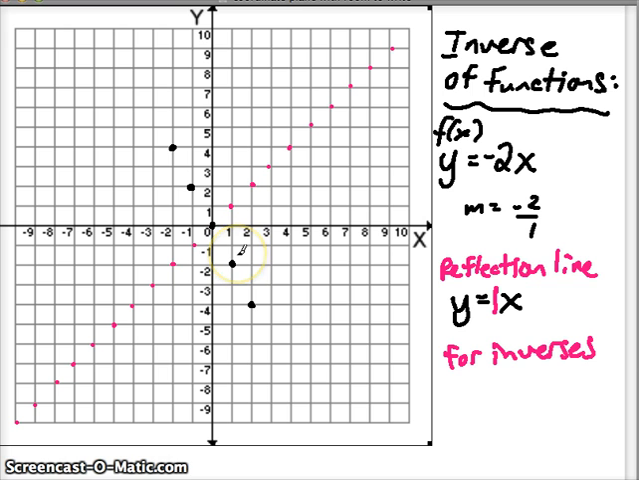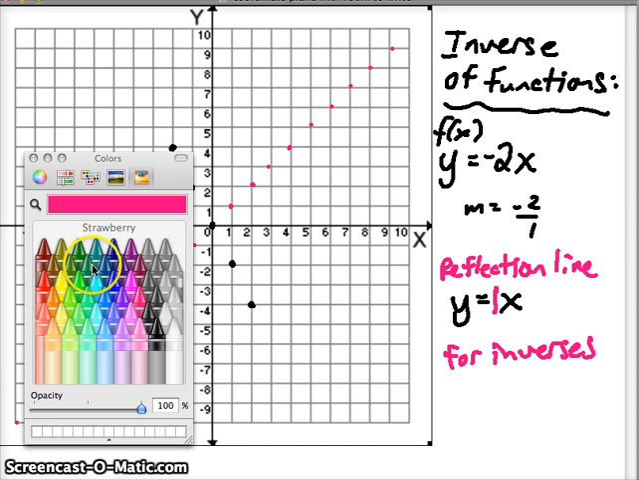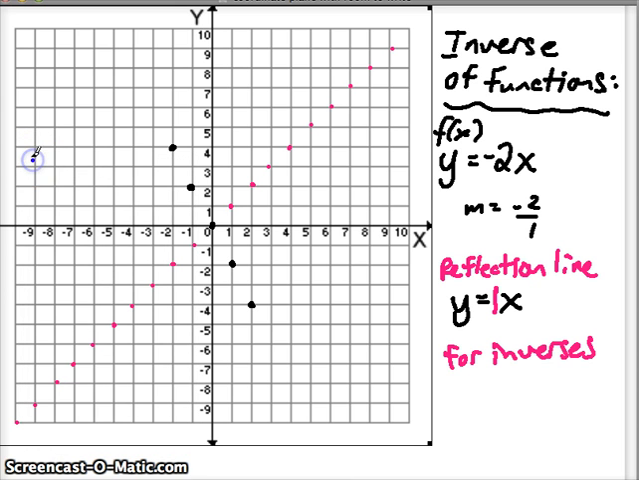So if I reflect all of my points across this line, then I can find the inverse function. So I'm going to change colors one more time here. So let's look at this point right here. Well, if I reflect it, it really stays at the same spot. So let's choose a different point. Let's go to the next one, this one.